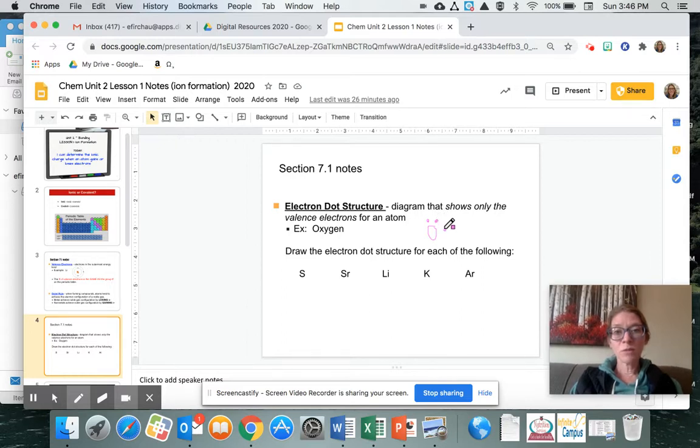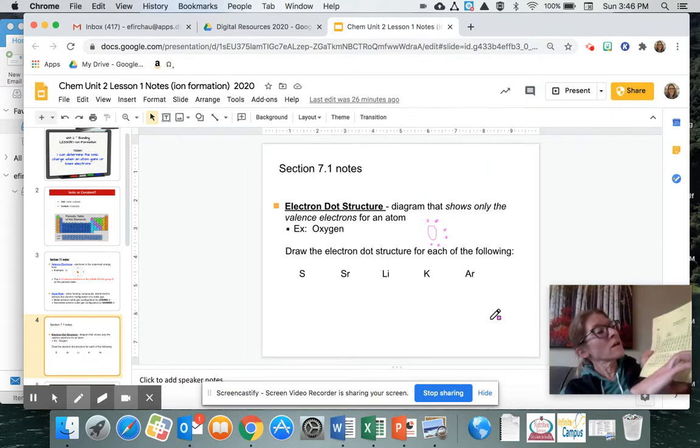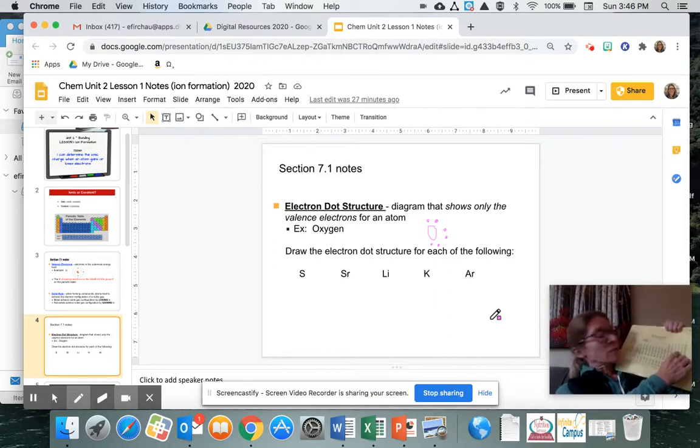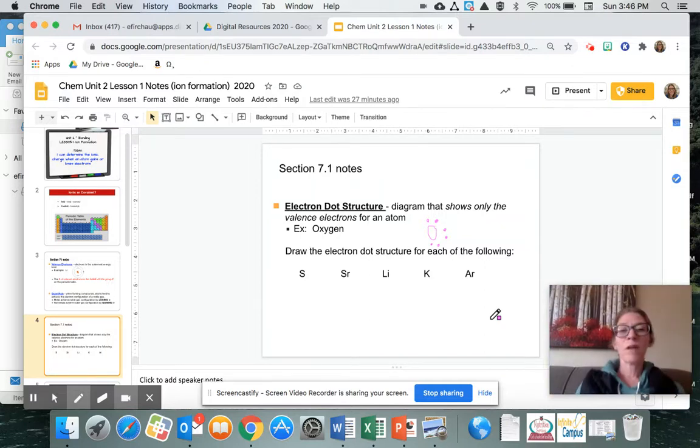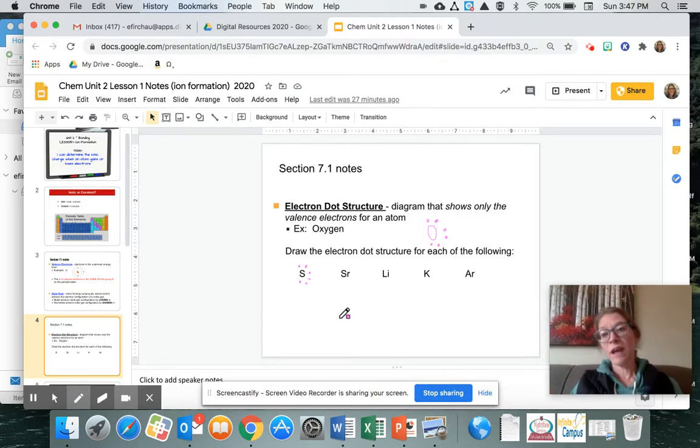And usually we do the dots 2 on each side of the atom. So there would be our 6 valence electrons for oxygen. All right, we'll do one more example together. Sulfur is right under oxygen, so sulfur is also in group 6 of the periodic table, which means sulfur would also have 6 valence electrons. So then you would draw in those 6 dots for sulfur. And remember, the most number of valence electrons that an element can have is 8.